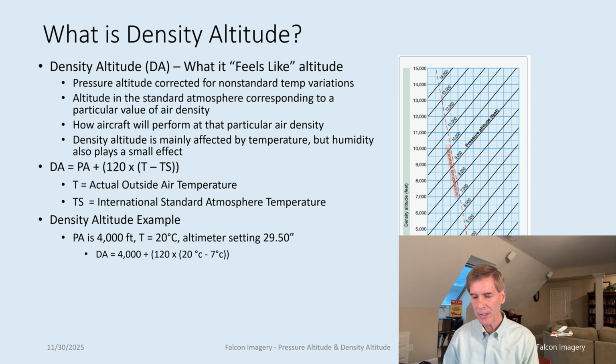Where's the 7 come from? Well, the 7 is associated with being up 4,000 feet in elevation from the standard datum plane. If you remember right, at sea level, we're at 15 degrees Celsius. At 1,000 feet, we're 13 degrees Celsius. At 2,000 feet, we're 11 degrees Celsius, and so on. So if you go up to 4,000 feet, the standard temperature at 4,000 feet is 7. So that's where we come up with our 20 minus 7 times the 120. We do the math out, and we see that we have a density altitude of 5,560 feet.